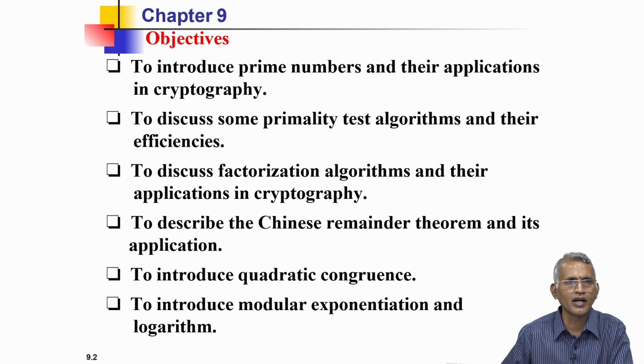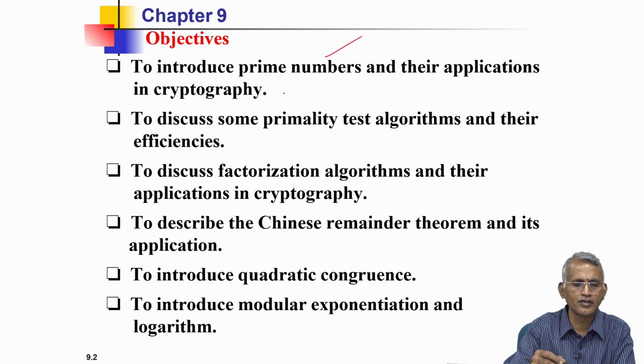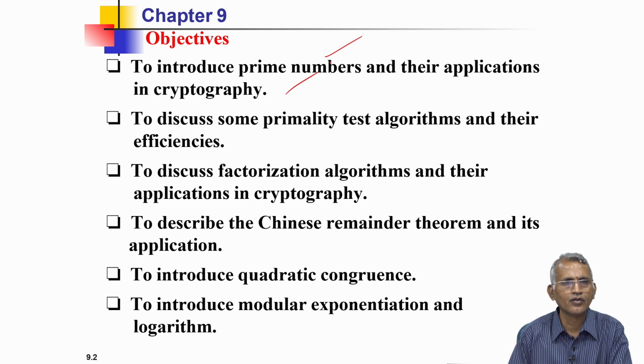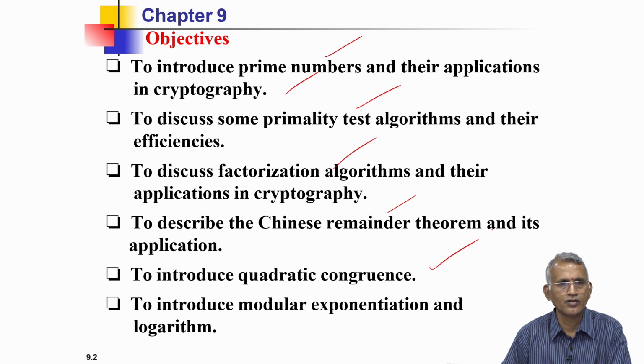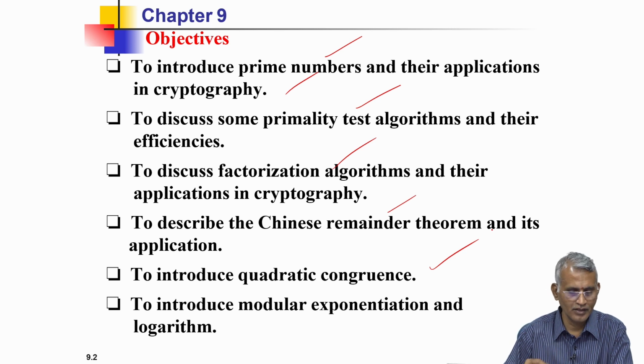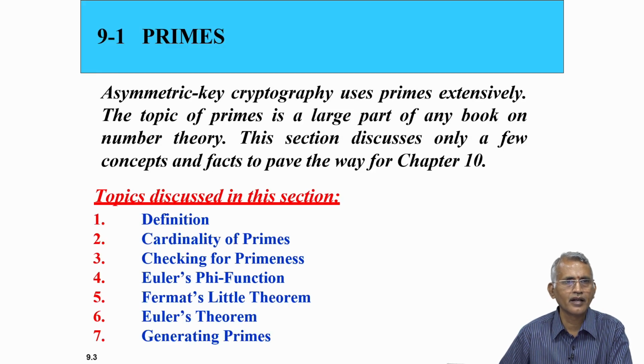Now, the objective of Chapter 9 is to introduce prime numbers and their application in cryptography, and to discuss some primality test algorithms and their efficiencies. The third is to discuss factorization algorithms and their application in cryptography. We are also going to describe the Chinese remainder theorem and its application, and to introduce quadratic congruences, modular exponentiation and logarithms. Asymmetric key cryptography uses primes extensively.